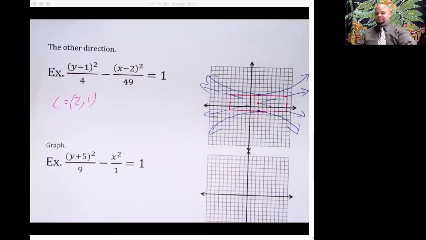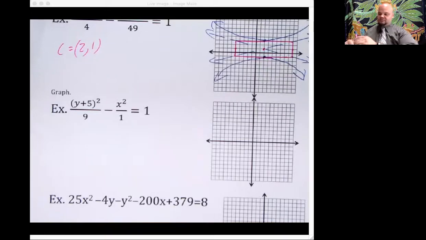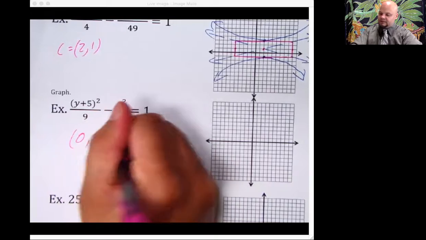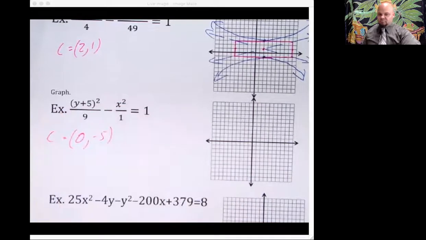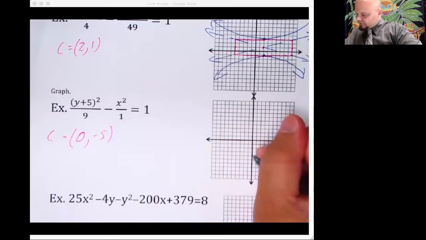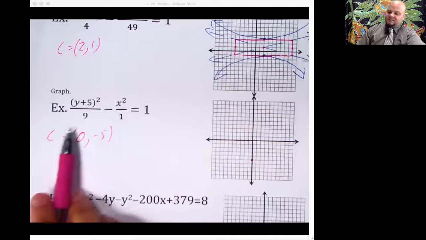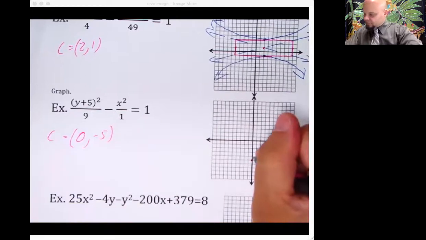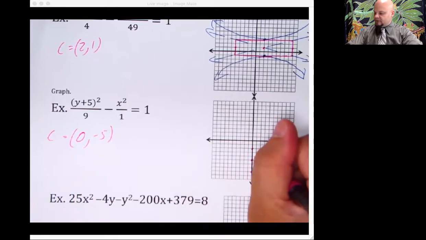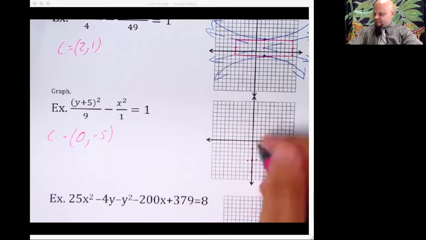Okay, let's try it again. Our center is going to be at, I know someone's looking, this is -5, 0. Ooh, got you again. You got that smooth brain. 0, -5. 1, 2, 3, 4, 5. Our Y's are going to go up and down by 3. 1, 2, 3. And our X's are going to move over by 1s on either side. 1 and 1. Look at that baby little rectangle. That's a tiny one.